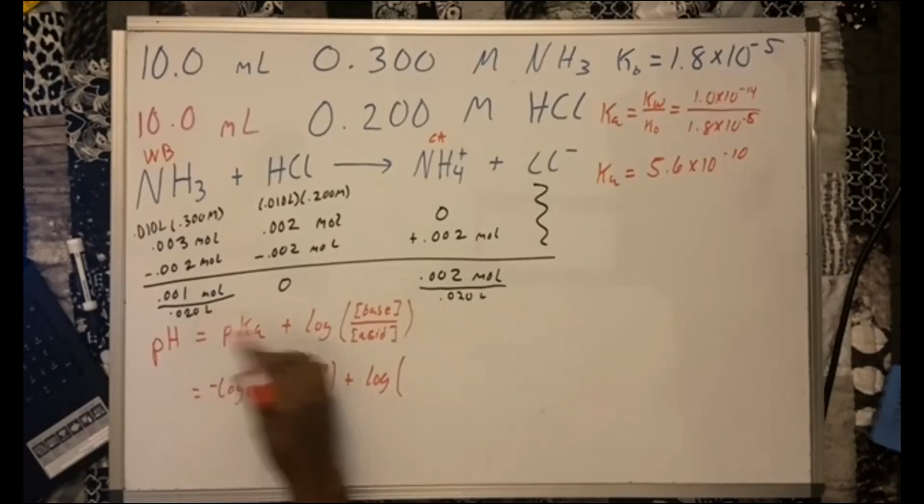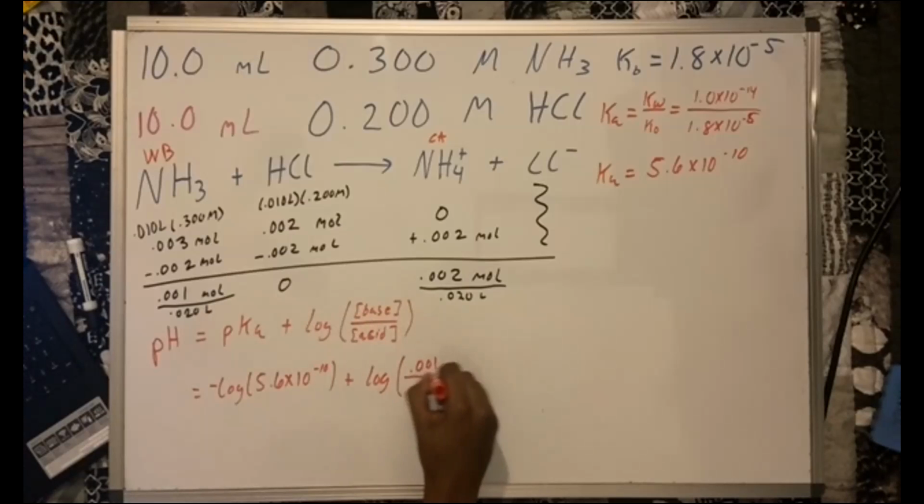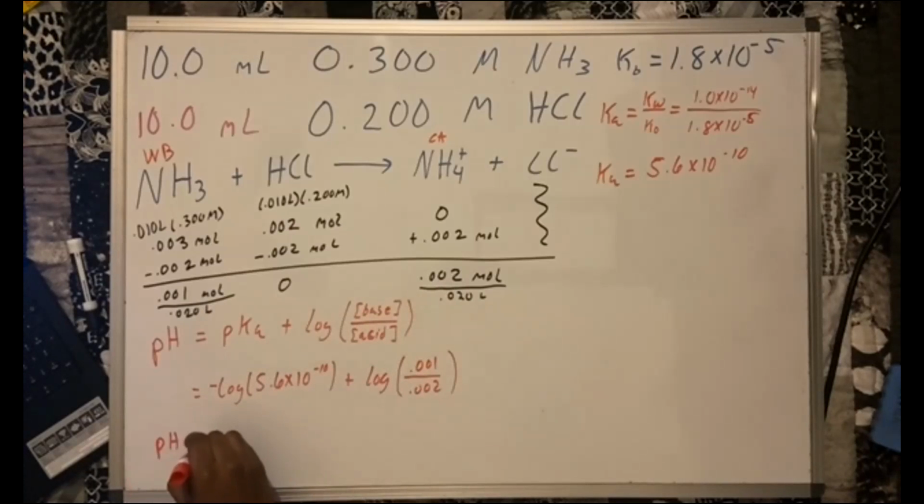So my base is that, so my 0.001 over my acid, which is this, right? 0.002. So my pH, what do I get? Negative log of that plus my log of 0.001 divided by 0.002. Okay, I got 8.95.